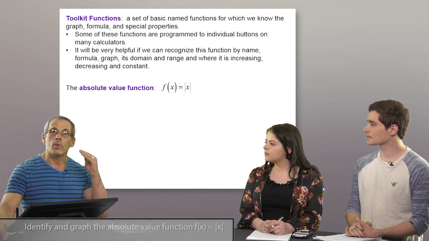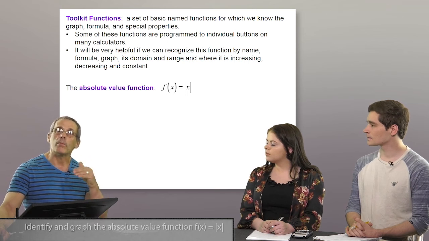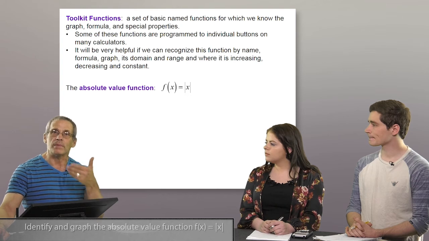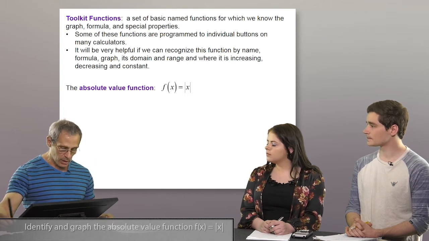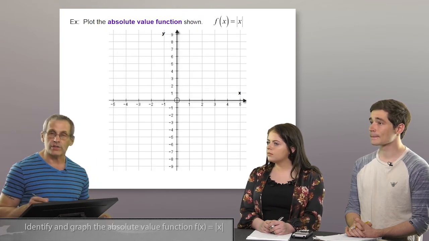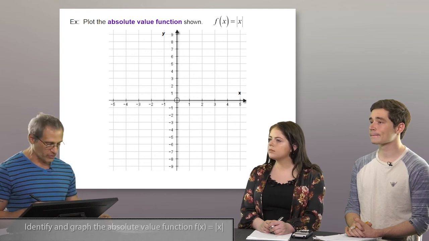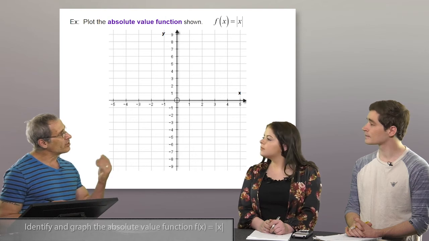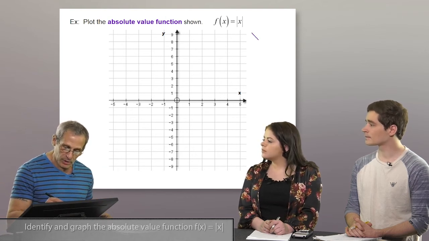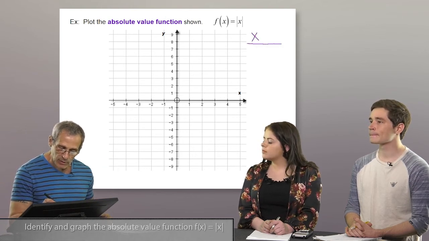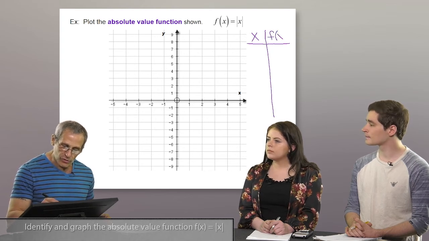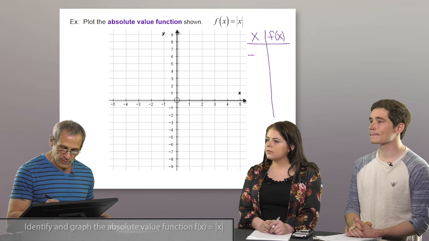We're going to have to know what the graph looks like, what the domain and the range are, and where the graph is increasing, decreasing, or constant. So the first thing we're going to do is take a look at the graph, and we're going to do this by plotting points. I'm going to set up a table of points, with the inputs as x and the outputs as f of x, and I'm going to choose three inputs: -2, 0, and 2.